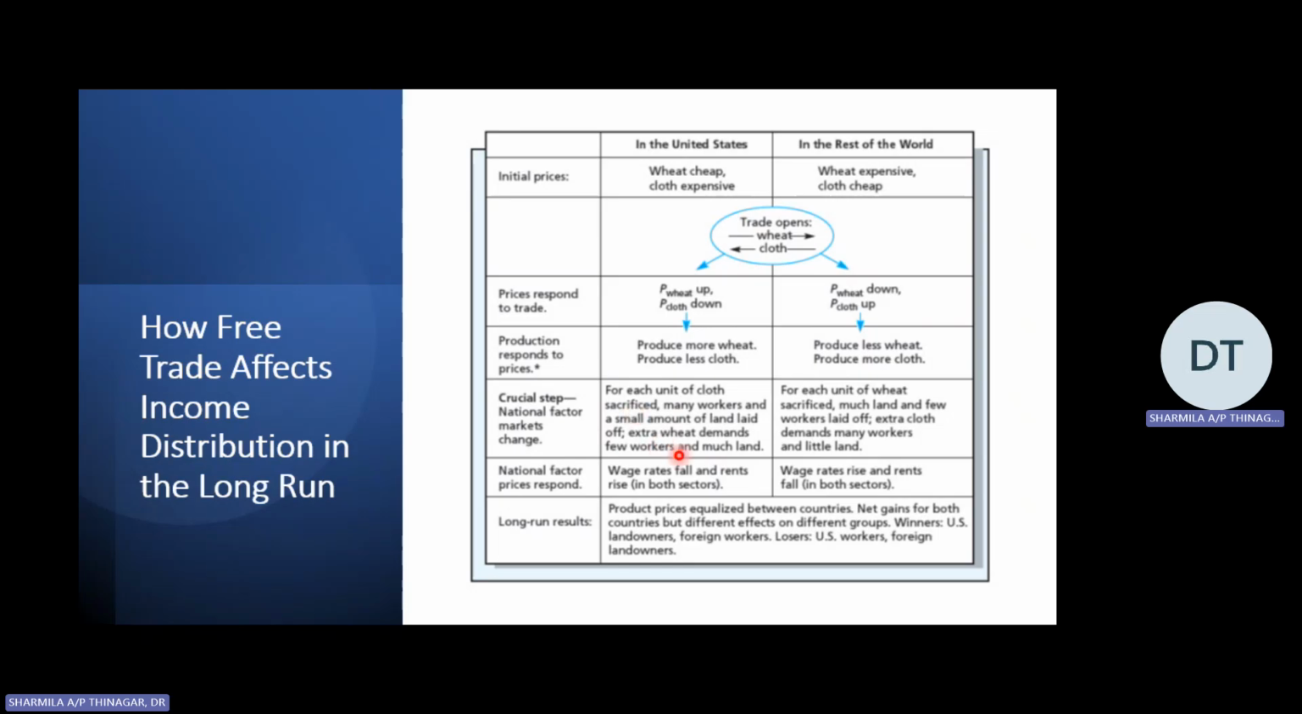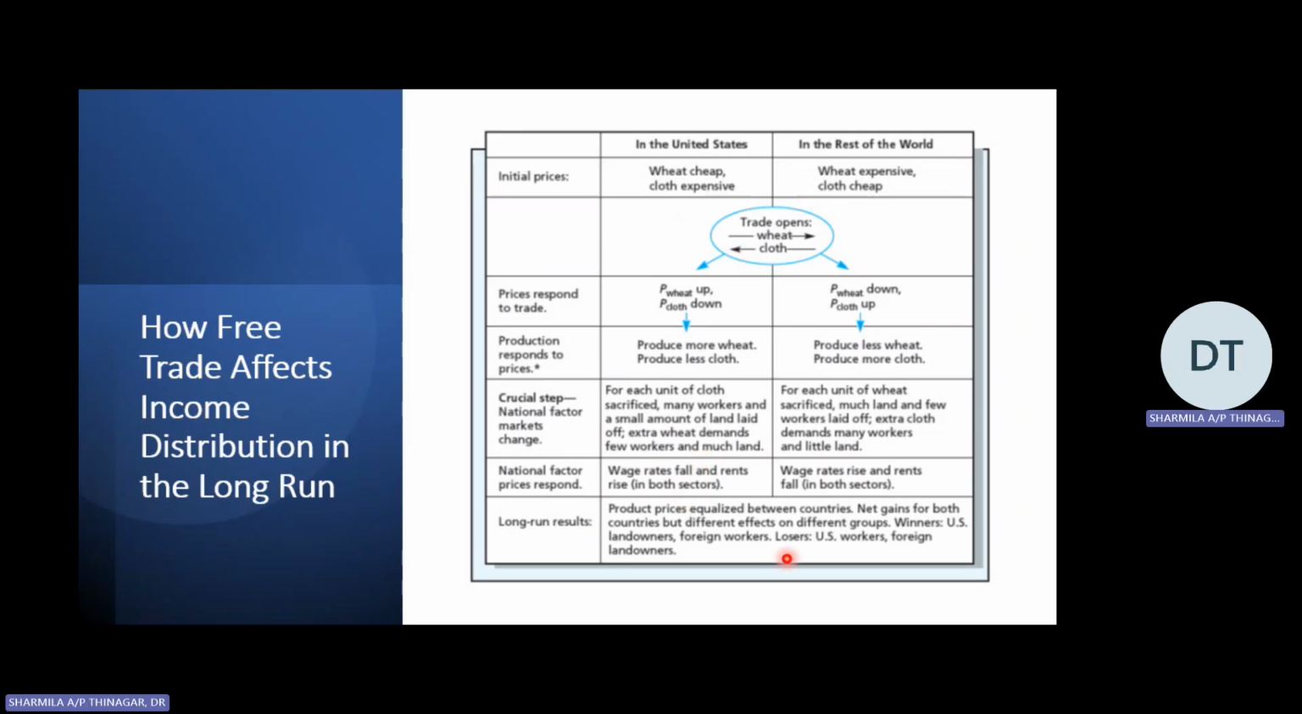So what happens over here is the wage rate will fall. The labor's rate will fall. And rent will increase for both sectors. Why? Their demand for the land is higher, because for wheat production I need more land, so maybe I'm charging higher, or she's charging higher. The demand will be higher. So that is what happens in the US in the long run.